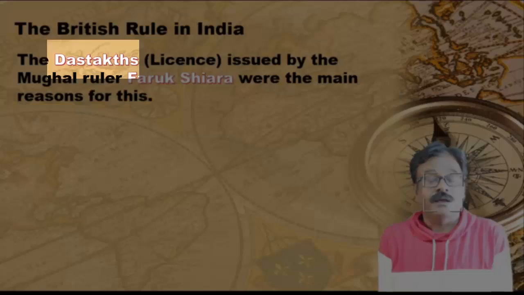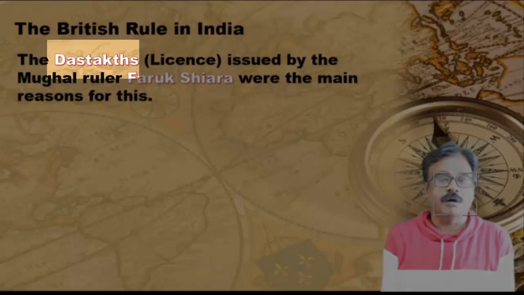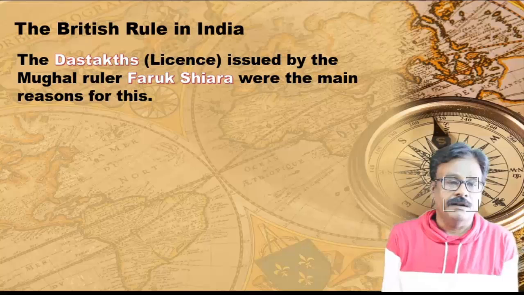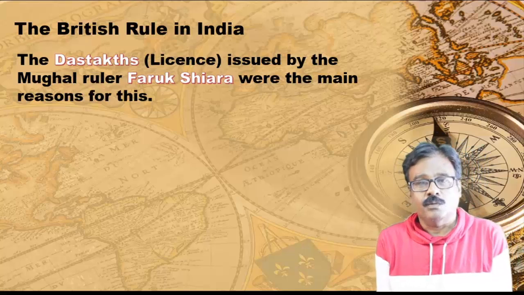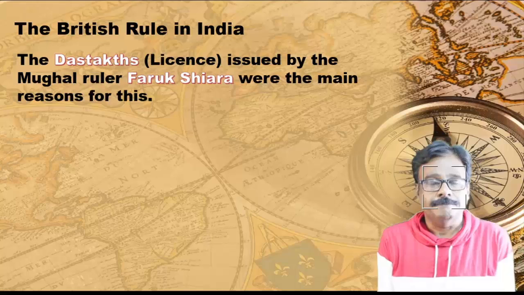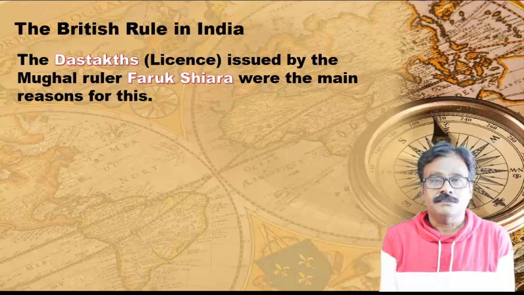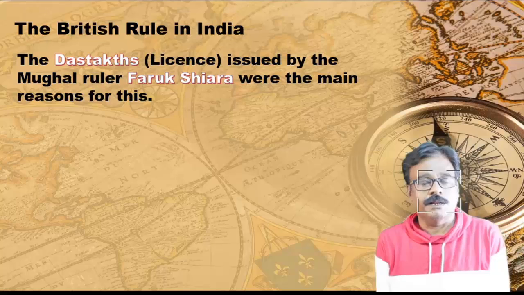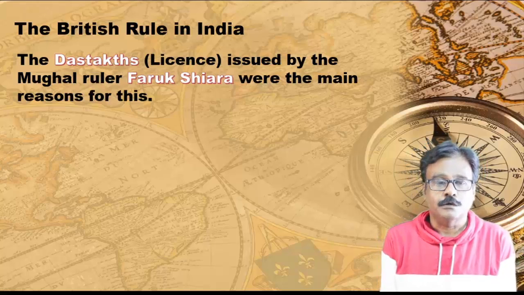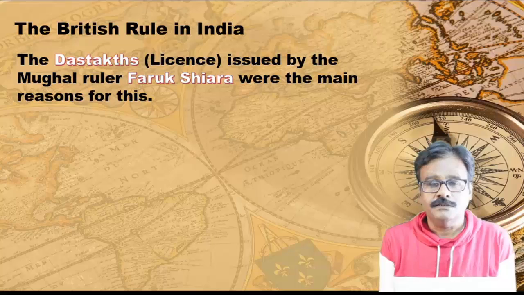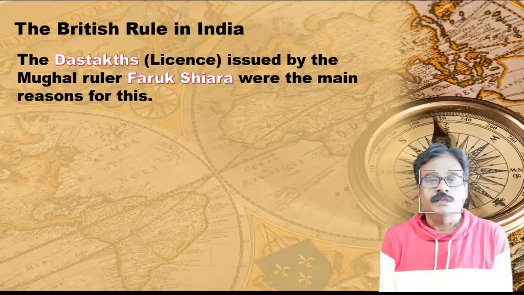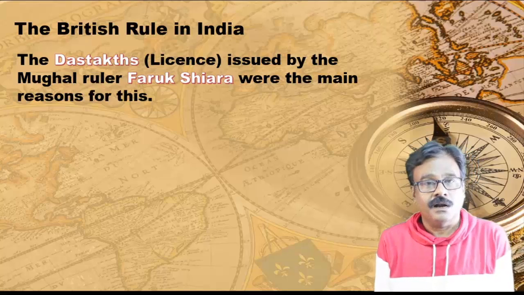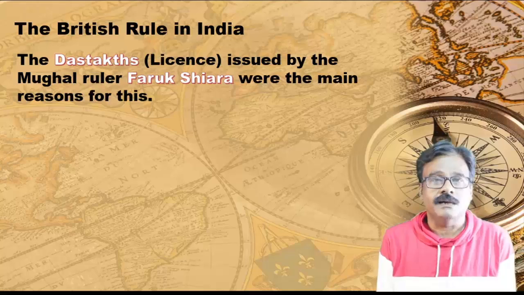The dastakats, meaning licenses issued by the Mughal ruler Farrukhsiyar, were the main reason for the Battle of Plassey. What are dastakats? Dastakats are licenses to trade, import, export and move goods from one place to another without paying the tax. Who issued this? Mughal ruler Farrukhsiyar issued this. But these dastakats or licenses were given only to East India Company.